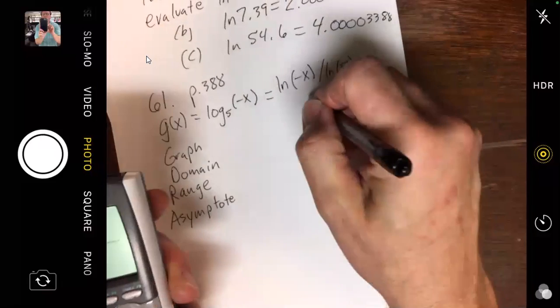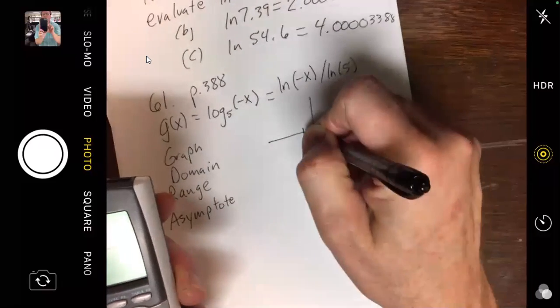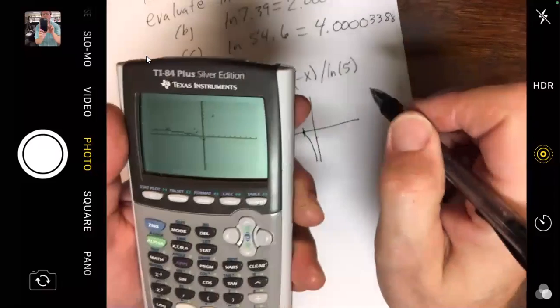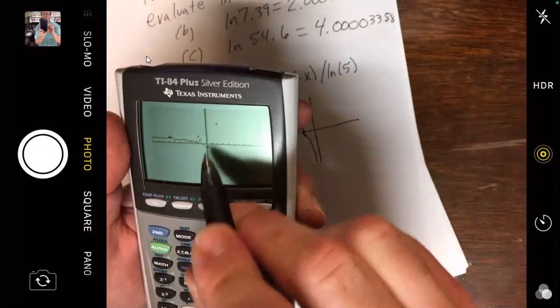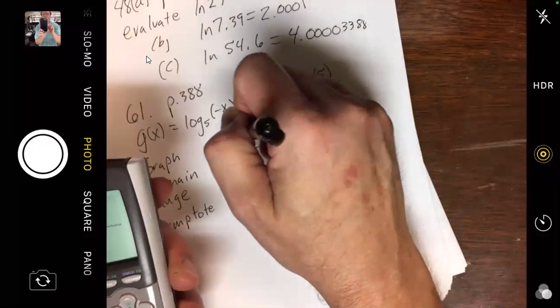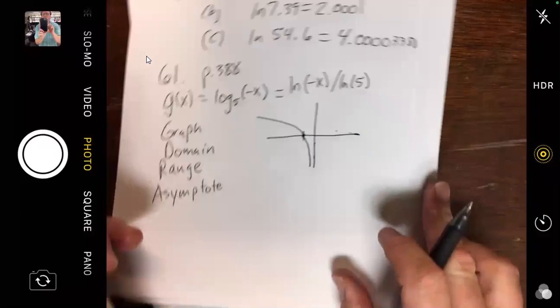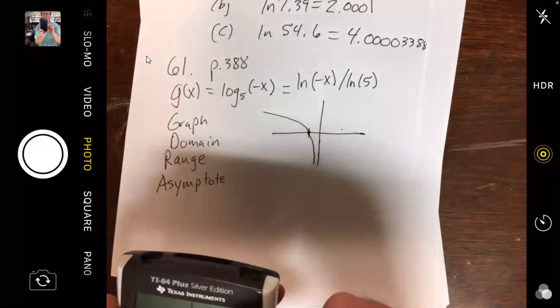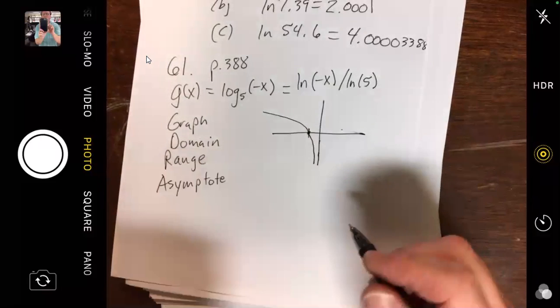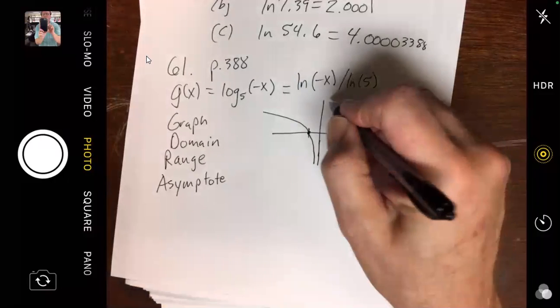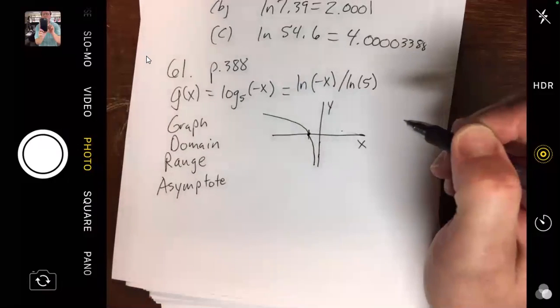It's going through a -1, going to the y-axis. It goes down forever, even though it can't show you that. And then it's coming up. I know it's looking flat, like there's an asymptote, but there isn't one. And so there's the graph, y-axis, x-axis.